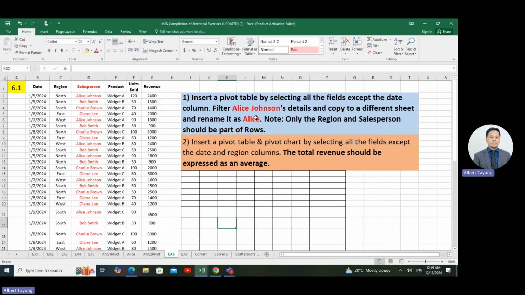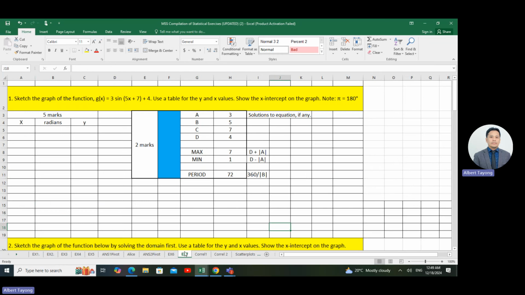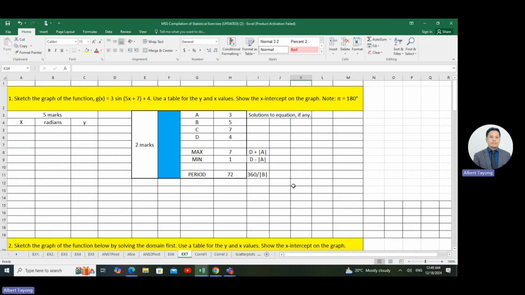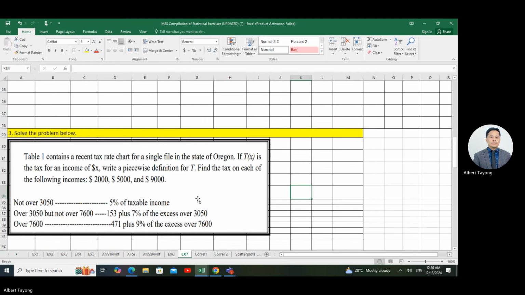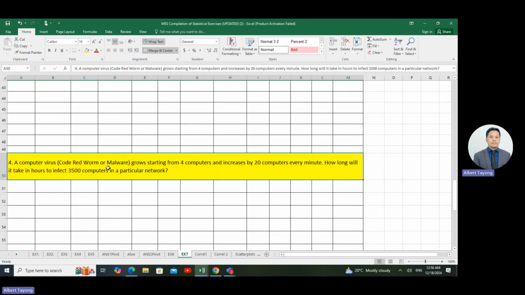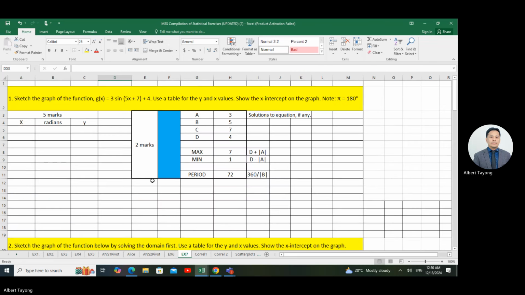Number 6 is about a pivot table, filtering, and about a pivot table and a pivot chart. Number 7 actually is about graphing functions and solving functions, okay? Finding the values when we have a piecewise defined function, for example, and here we have a linear function, number 4. Okay, the first one is a sine function.